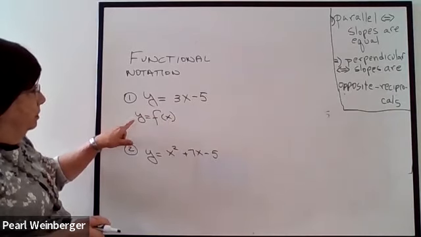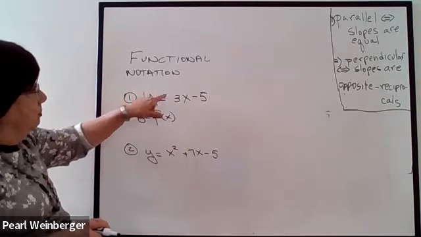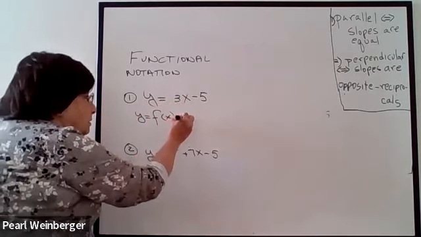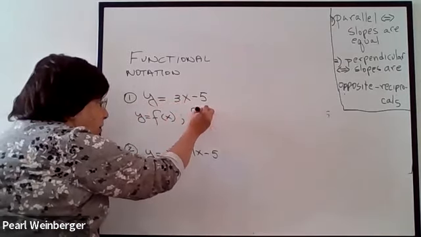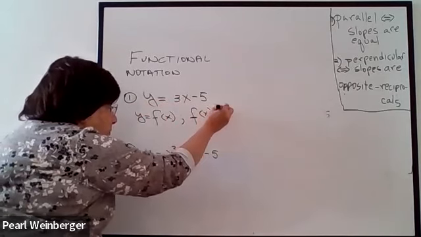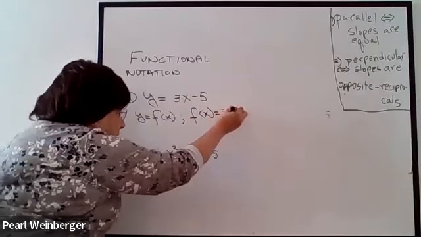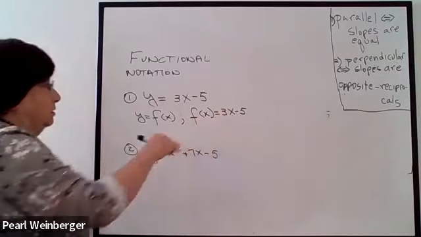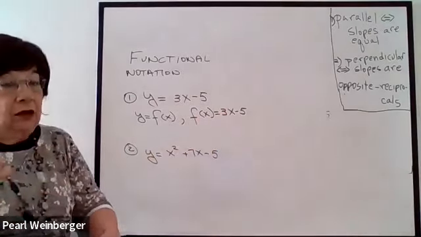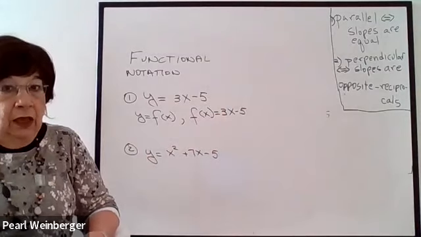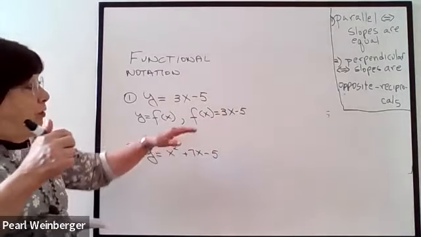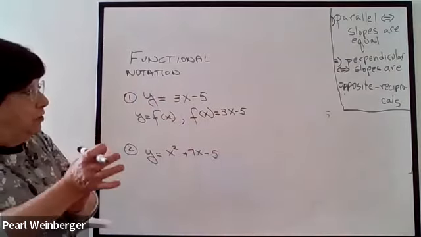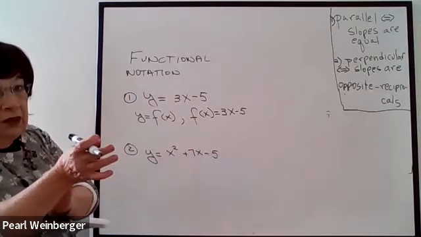I could have written this, instead of writing y equals 3x minus 5, as f of x equals 3x minus 5. When I use this f of x symbol instead of y, I'm just telling you that what I'm dealing with is a function. I'm not even describing what a function is at this point.